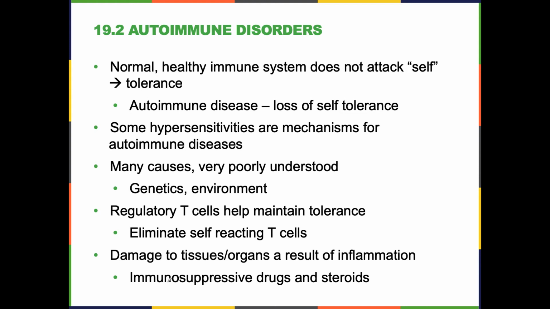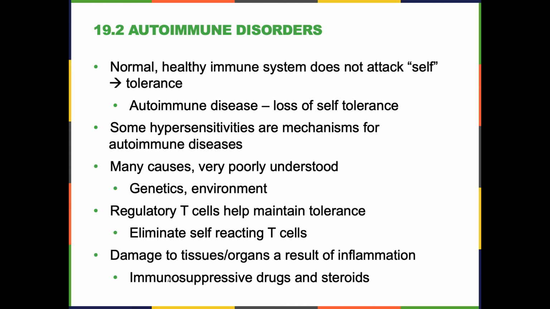Autoimmune diseases are when there's a loss of self-tolerance, right? So sometimes there can be various conditions that lead to loss of self-tolerance. And some hypersensitivities are mechanisms for autoimmune diseases. So some hypersensitivities will eventually train our immune system to start attacking ourselves. Autoimmune disorders are so poorly understood, right? It's complicated, right? So sometimes it's genetics, sometimes it's the environment, sometimes it's a combination of things, right? So you don't really know.